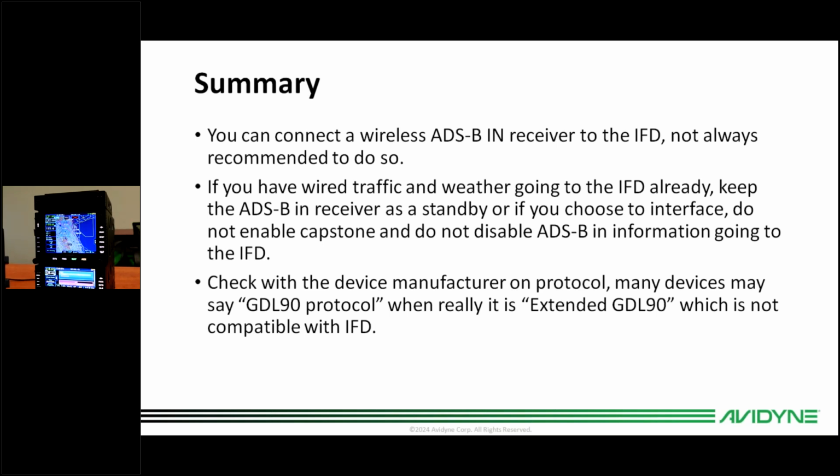So a brief summary of everything that we've accomplished here. I know it was a little quick, and I can go back and demonstrate something again if anyone has any questions. You can connect to a wireless ADS-B in receiver with your IFD. It's not always recommended to do so if you already have traffic and weather going to your IFD. My recommendation would be to keep the traffic and weather that you have wired to your IFD there. Don't change that, and keep your portable ADS-B in receiver as a standby.